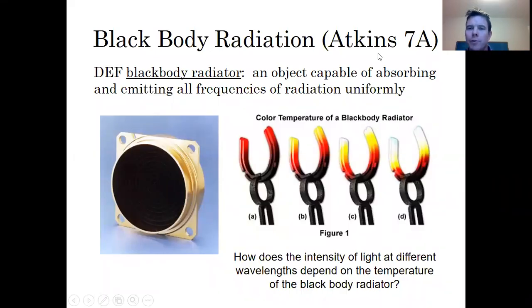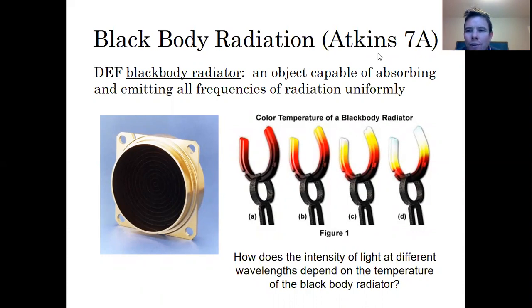Okay, we're continuing our discussion of classical failures, and specifically I'll talk about black body radiation in this lecture. What is a black body radiator? Well, this is the definition you'll find in the text: an object capable of absorbing and emitting all frequencies of radiation uniformly. Pretty helpless, or useless, I guess.